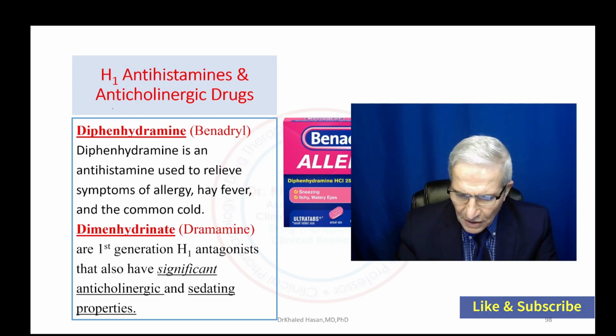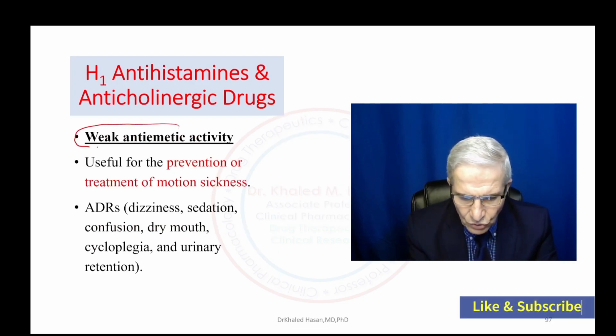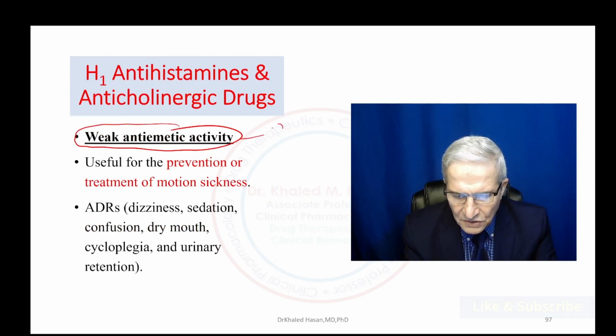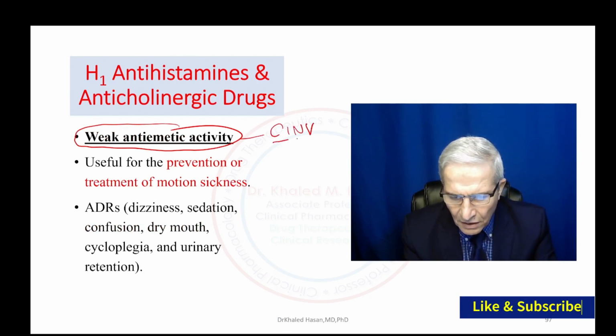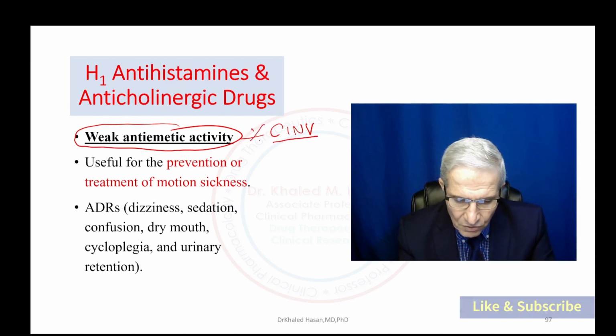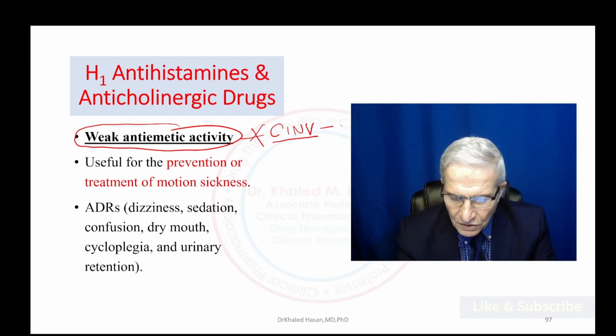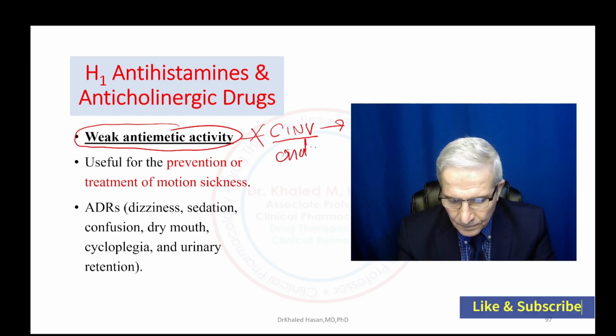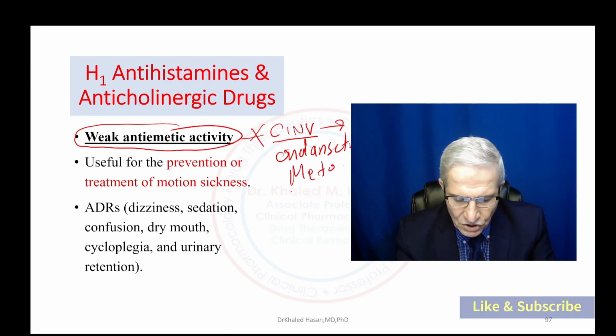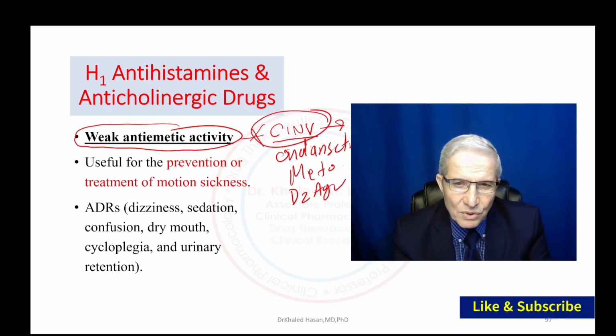So this medication is considered a weak antiemetic. We don't use it for patients who suffer from CINV, chemotherapy-induced nausea and vomiting, because it's considered weak. We look for something strong for vomiting, and we recommend using something like ondansetron or metoclopramide, and maybe other medication belonging to the dopamine antagonists. So for chemotherapy, we prefer to go with something strong.